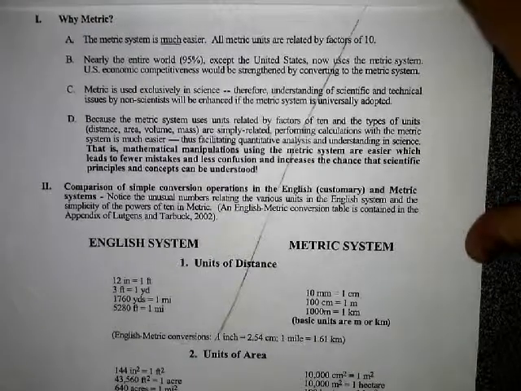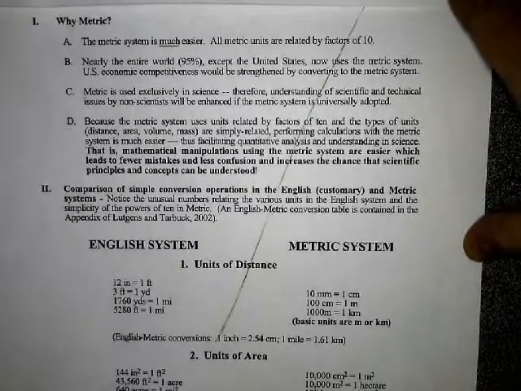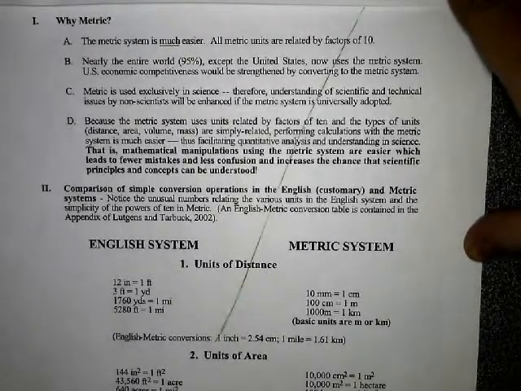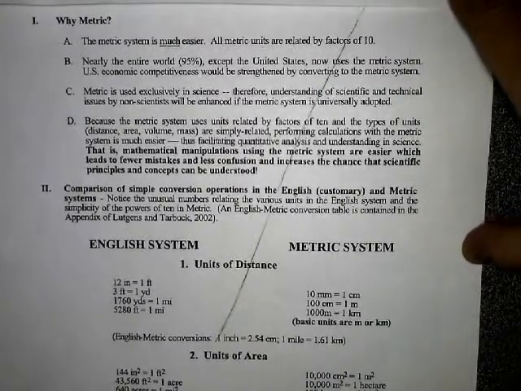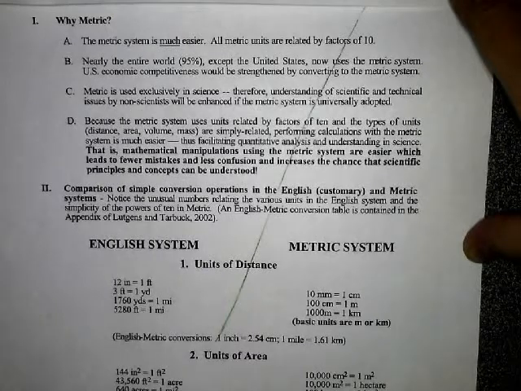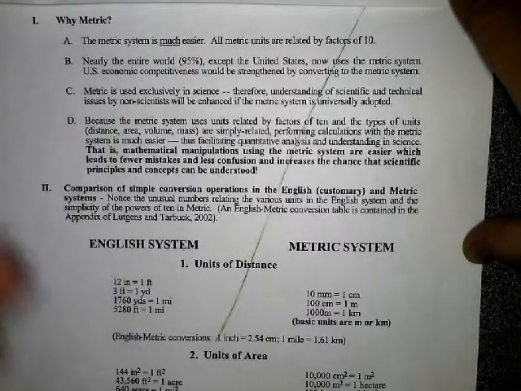This tutorial is to help you understand how to use the metric system and how to convert between metric units. First of all, why are we learning about the metric system? Well, the metric system is much easier because all of the metric units are related by factors of 10, which means all you're doing is multiplying or dividing by 10 for each unit.